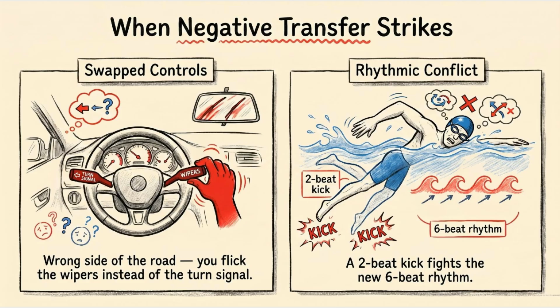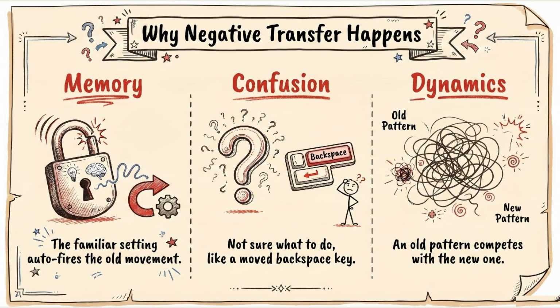Both situations share the same signature, a familiar setting that now requires you to move on a different schedule or in a different place. Spot either one in your learners, and you can predict and preempt the rough patch coming. So why does negative transfer actually happen? The authors give 3 reasons, and because this maps directly to a study question, let's be crisp about each.